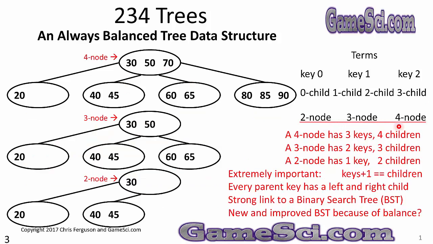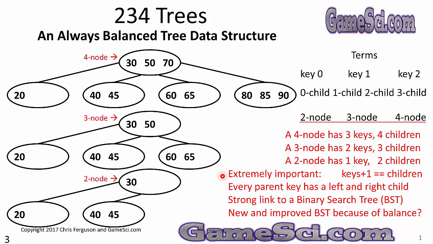2 node, 3 node, and 4 node. A 4 node has 3 keys and 4 children. This node right here is called a 4 node because it has 3 items and 1, 2, 3, 4 children. This is an example of a 3 node. This is a 3 node because it has 2 keys and 1, 2, 3 children. A 2 node has 1 key and 1, 2 children.